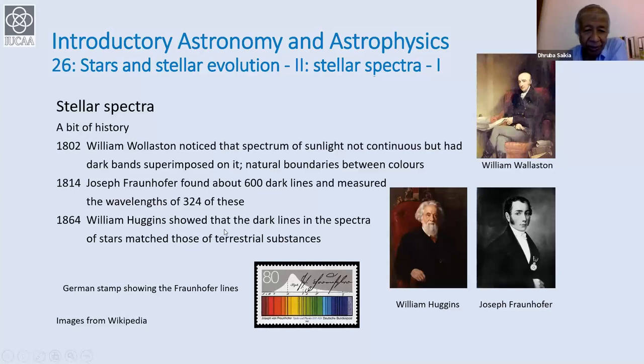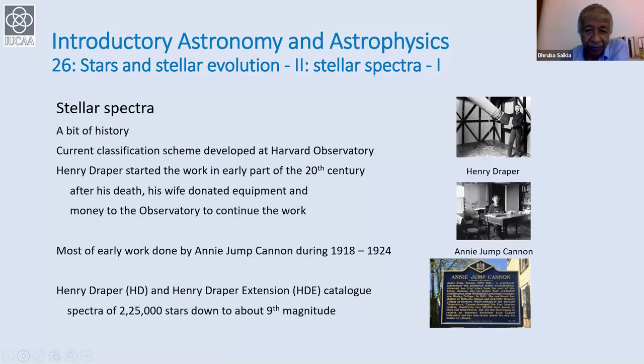William Huggins showed that the dark lines in the spectra of stars matched with those of terrestrial substances. In the meantime, of course, Kirchhoff and Bunsen, the Bunsen burner, and Kirchhoff with his laws of thermodynamics, you began to see the interpretation of spectra. Huggins showed that the dark lines matched with the spectra you could get from terrestrial substances.